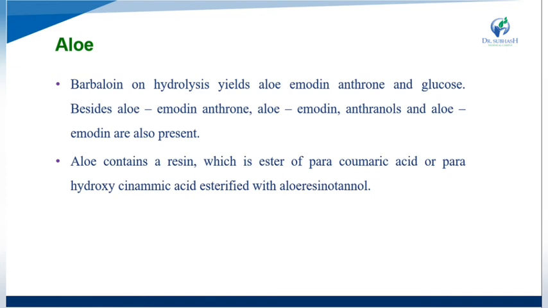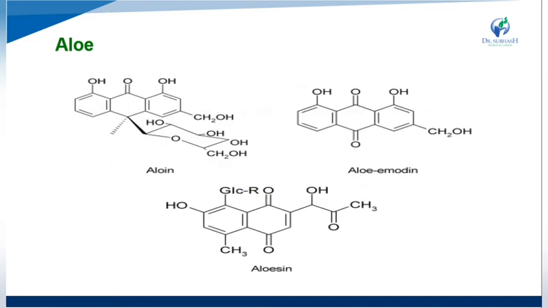Okay, then aloe contains a resin, which is an ester of para-coumaric acid or para-hydroxycinnamic acid, esterified with aloeresinotannol. Okay, this is all the information about the chemical constituents of aloe. So these are the three chemical constituent structures: aloin, aloe-emodin, and aloesin.